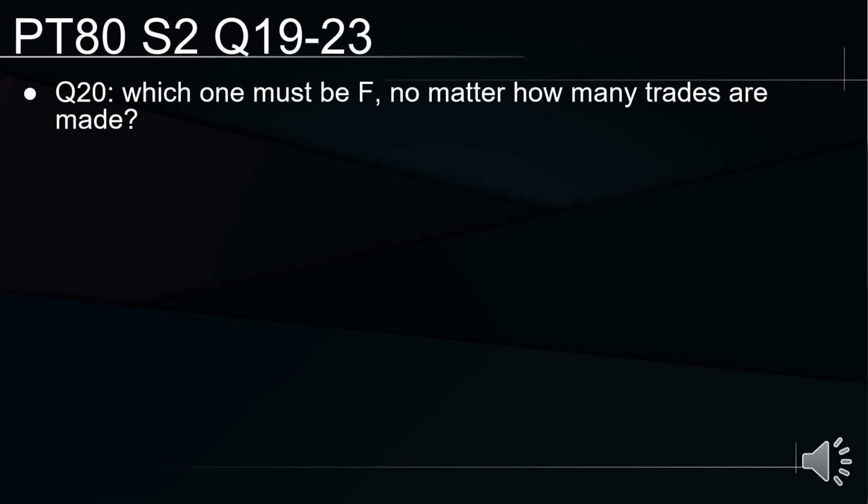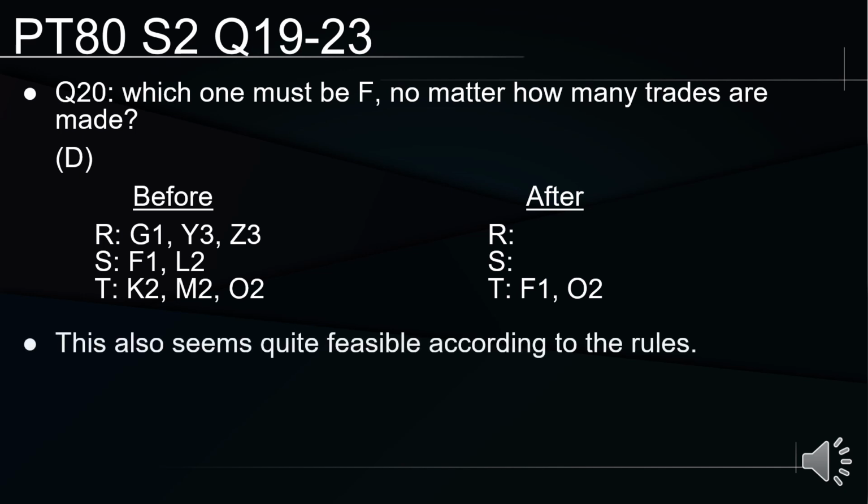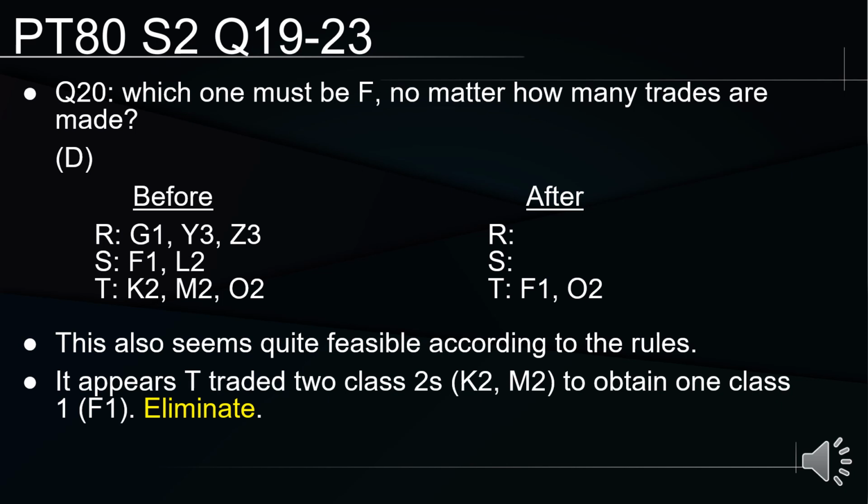So on to 20. Which one of the following must be false no matter how many trades are made, as always? So D, we have our before and we have our after. And this time, the after suggests that T has F and O. So this also seems quite feasible according to the rules. It appears that T has traded 2 of its class 2s, K and M, to obtain one single class 1 building, F. And so because that seems quite feasible and within the rules, I am going to eliminate it.